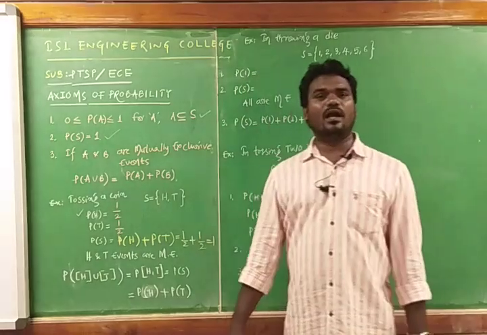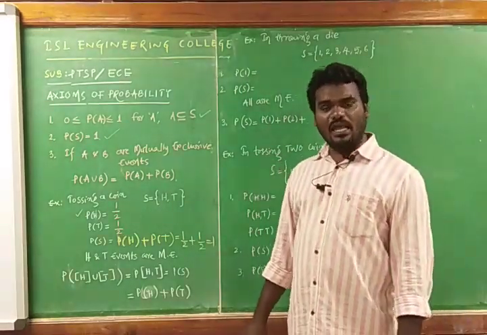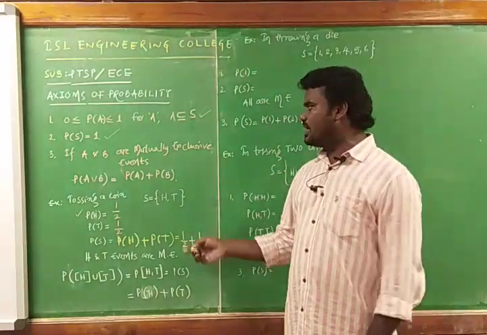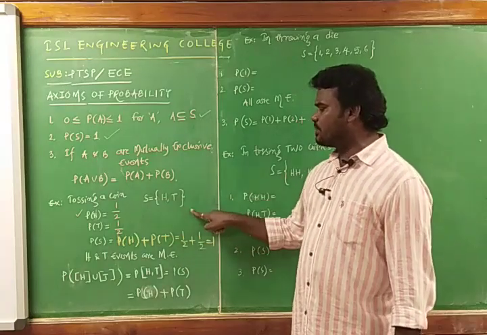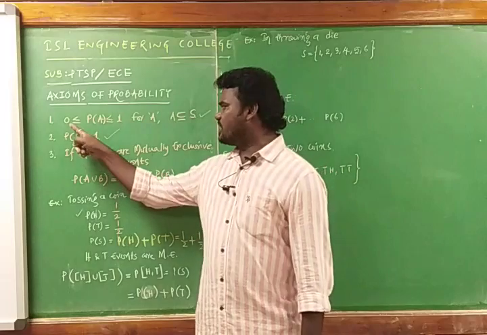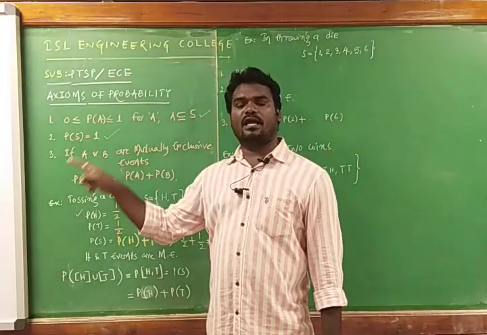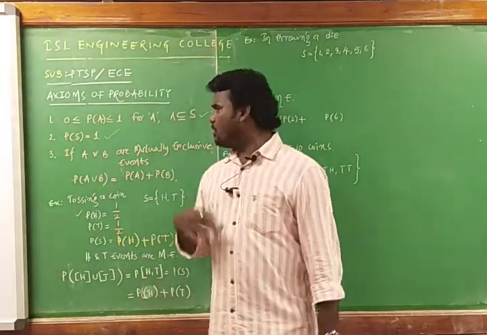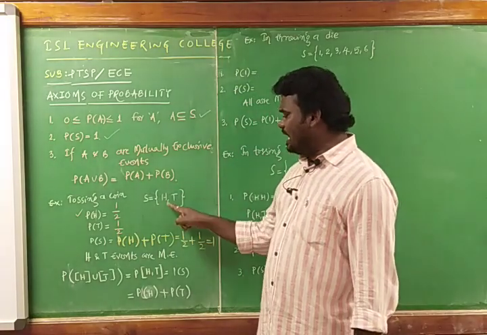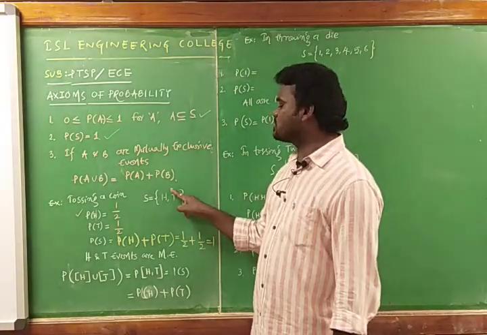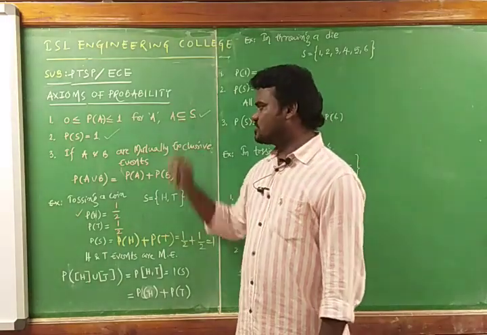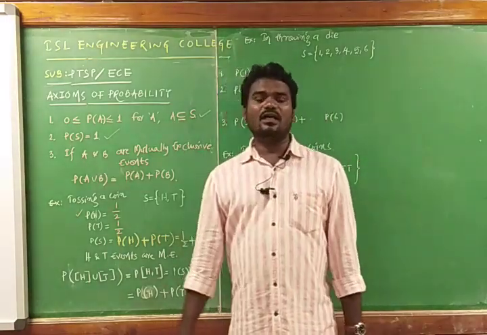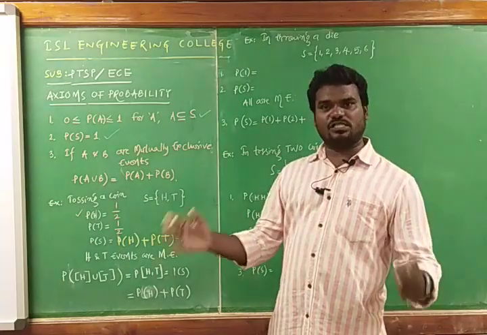The first condition is that the probability of any event from the sample space must lie between 0 and 1. It should not be a negative number, it should not be more than 1, and that event must be a subset of the sample space. The second one is that the probability of the sample space must be equal to 1.